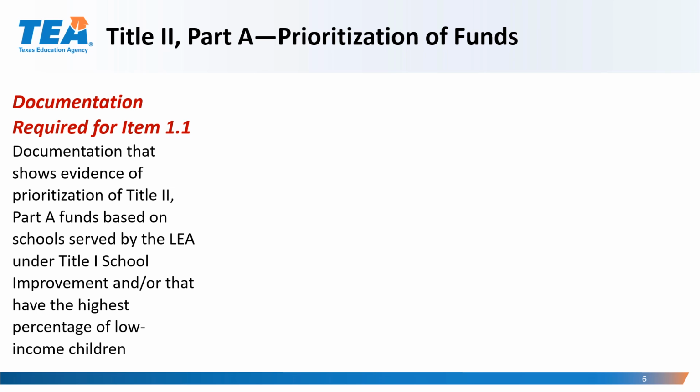The required documentation from Item 1.1 is documentation that shows evidence of prioritization of Title II Part A funds based on schools served by the LEA under Title I school improvement and/or have the highest percentage of low-income children.